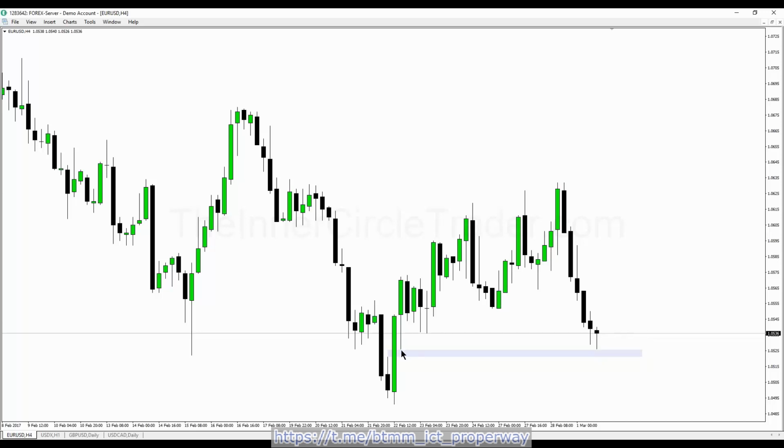So the range really should be up touching here. It just moved the box a little bit. So it's already hit the level that we would already look for. So there you go. So over 100 pips there.